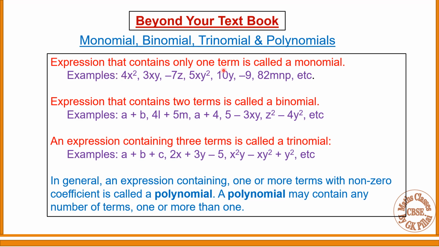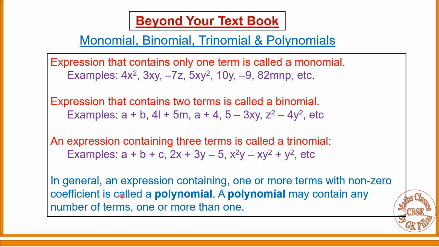Expression that contains only one term is called a monomial. Here you will find all having only one term, 4x squared, 3xy, minus 7z, etc. Expression that contains two terms is called a binomial. Here you will find two terms, a and b, a plus b, 4l plus 5m, a plus 4, etc. These are all algebraic expressions containing two terms, and it is called a binomial. An expression containing three terms is called a trinomial. Here you will find three terms, a plus b plus c, 2x plus 3y minus 5, etc.